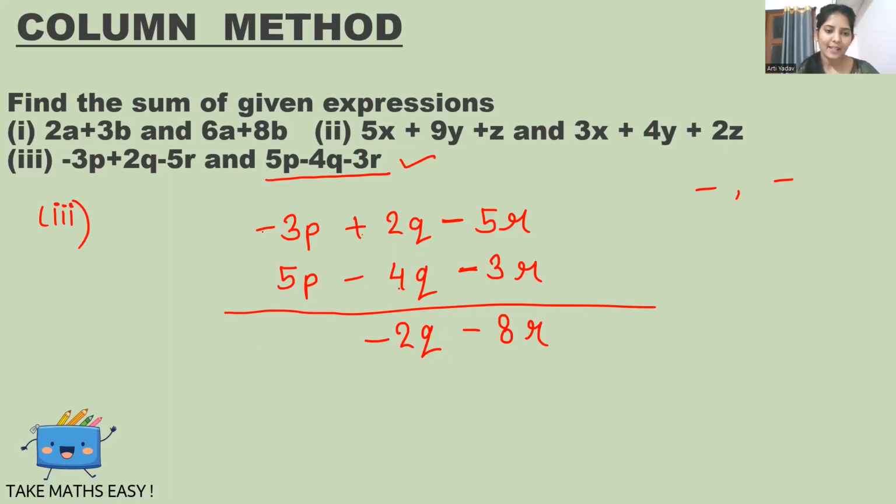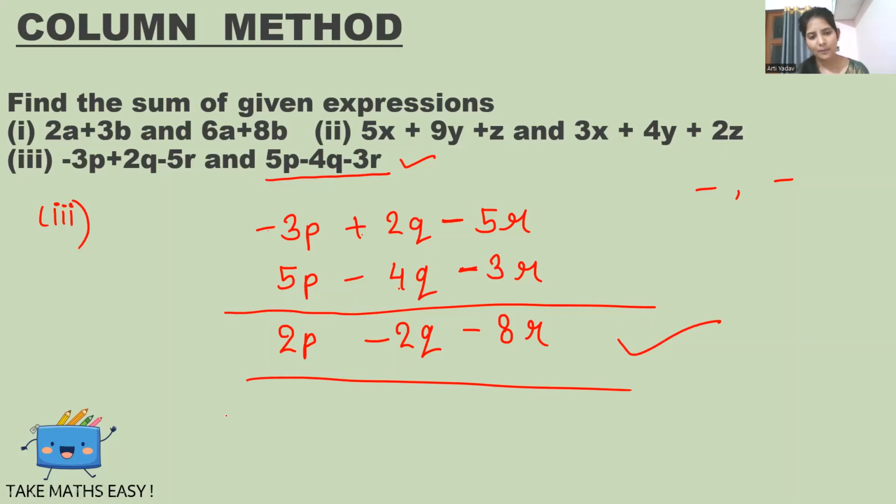Okay, then minus 3p and 5p is positive. If there is no sign, that means positive sign. So minus 3p and 5p. So 5 minus 3 we will do, that is 2p, and 2p will be positive. Why? Because 5p is the bigger number and that is positive. So the sum will be 2p minus 2q minus 8r. This will be the answer.